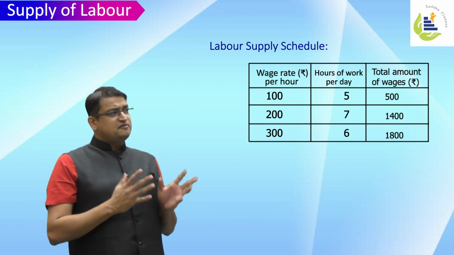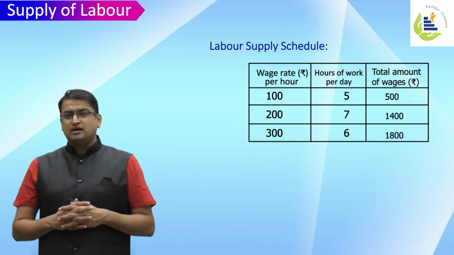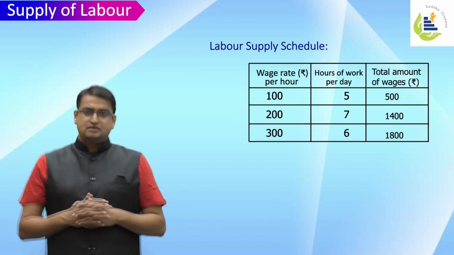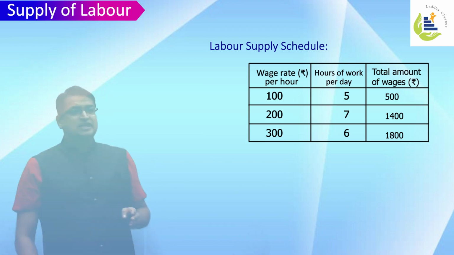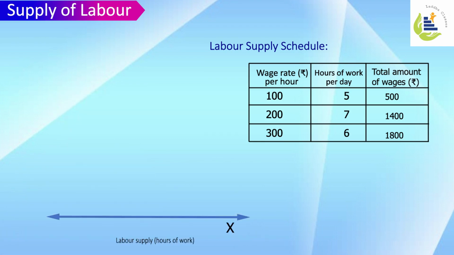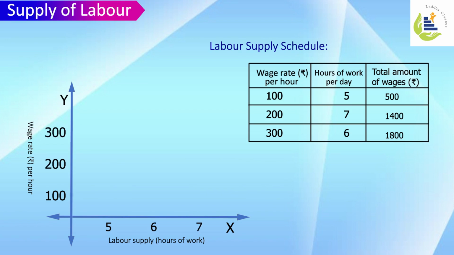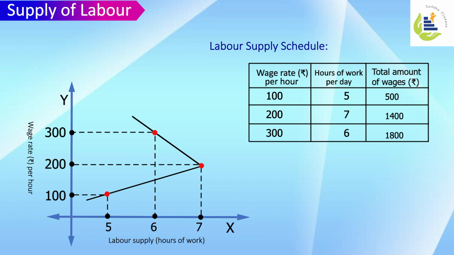Now if you notice carefully and try to put some graph of this data, you will see some surprising facts. Let us say on the x-axis it will be the number of hours worked by a laborer, in short labor supply. On the y-axis is the wage rate. When the wage rate is 100, he is ready to work for 5 hours. When the wage rate is 200, he is ready to work for 7 hours. When the wage rate is 300, he is ready to work for 6 hours. If we simply plot and connect this, the graph goes upward up to some point and then it bends back.